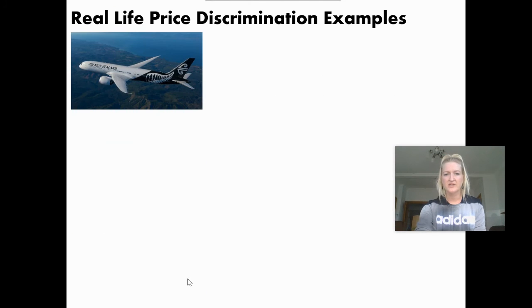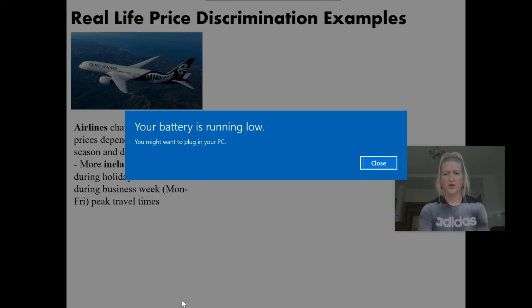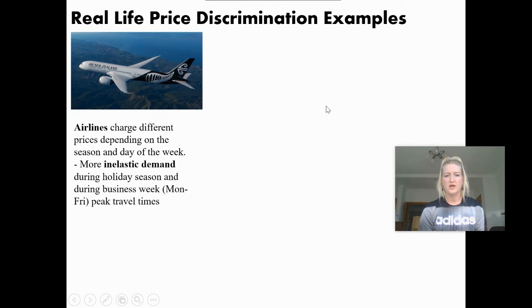Here are some other real-life examples. With air travel, you've noticed when you're trying to go during the week, during business hours, it's usually super expensive. It's also really expensive during school holidays, because this is when they have really high demand for their service, so they are going to charge higher prices.